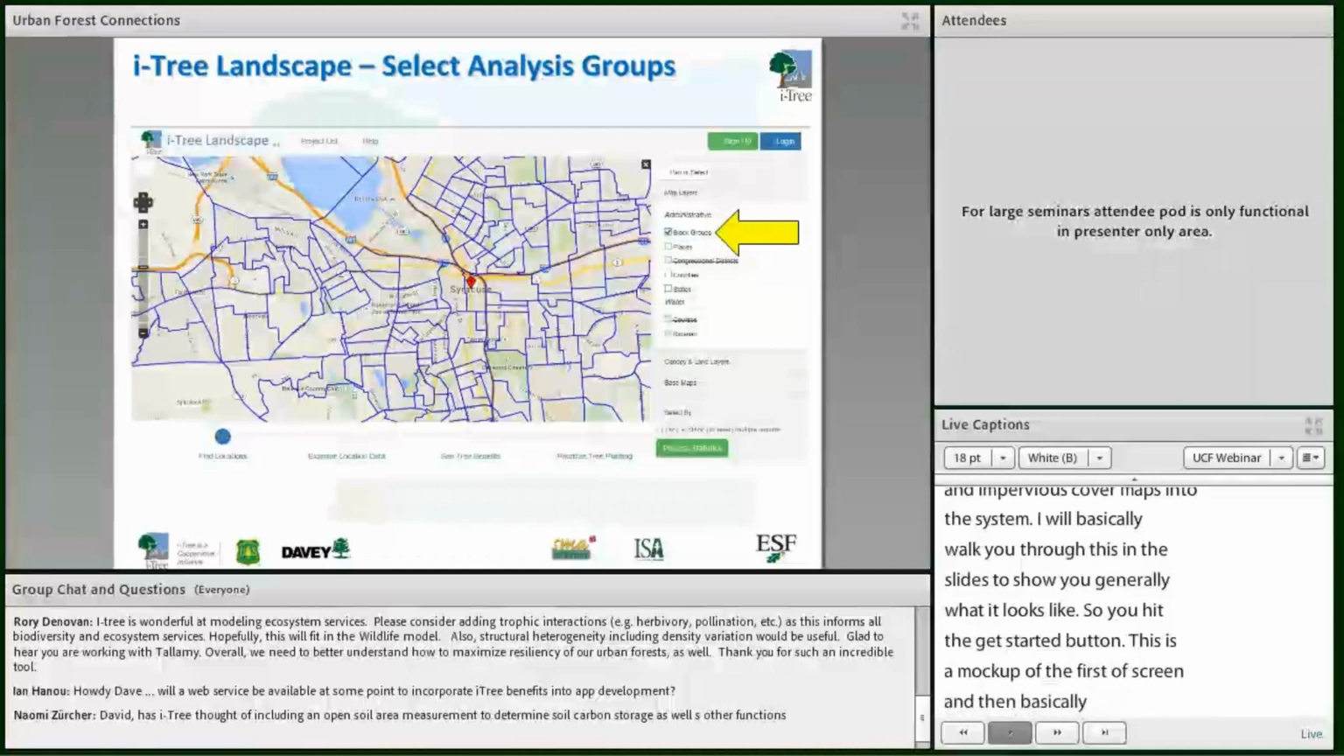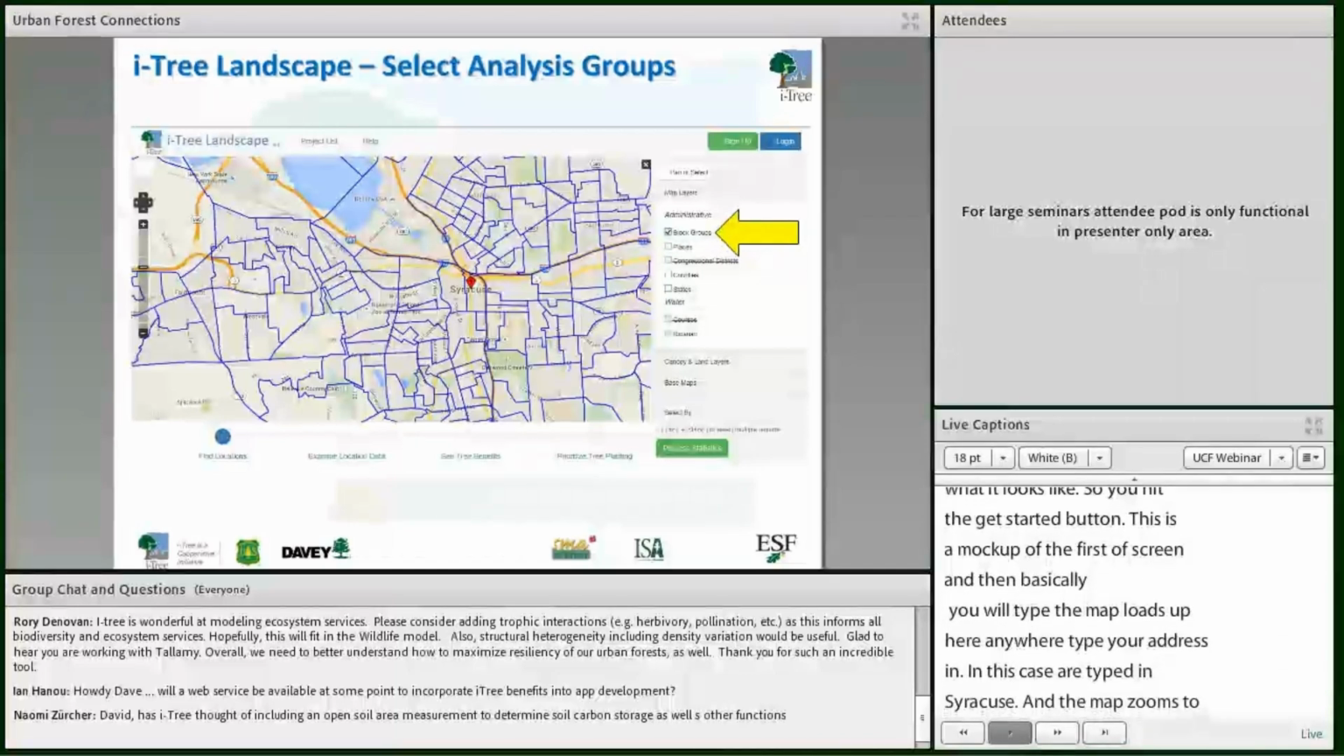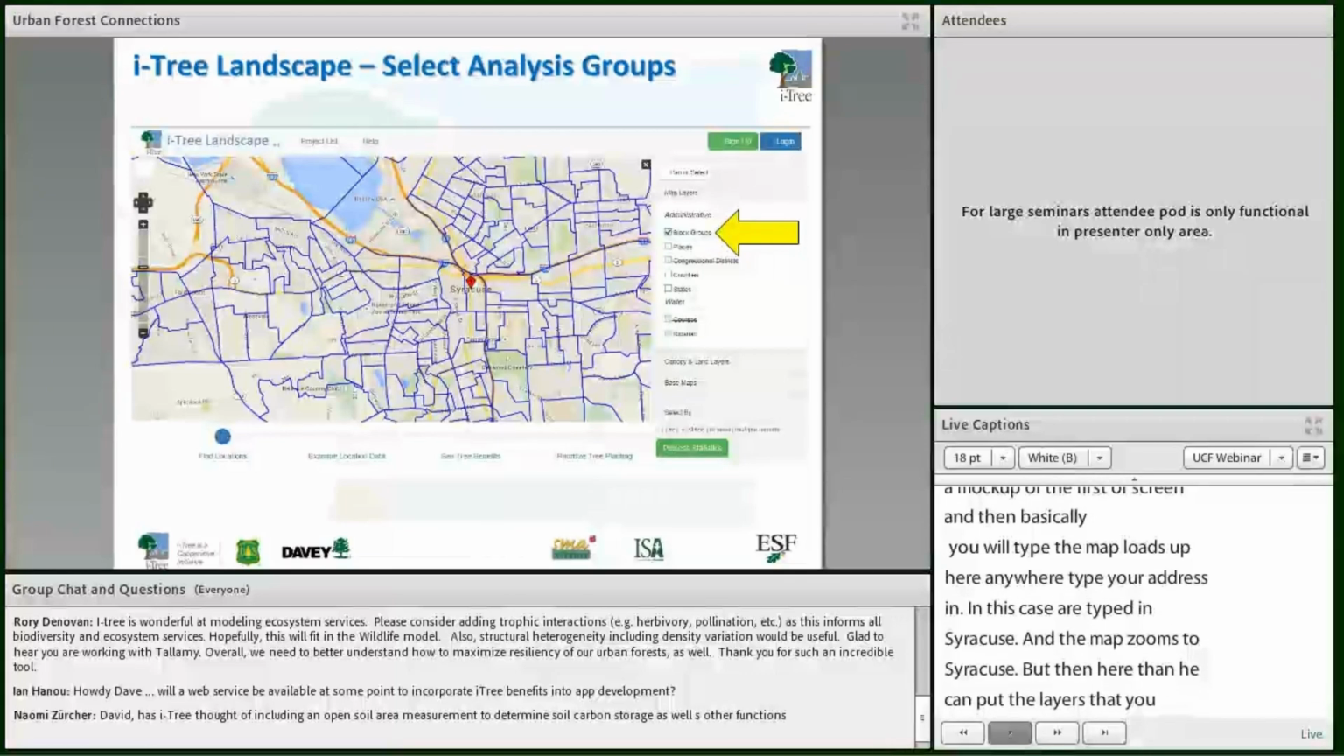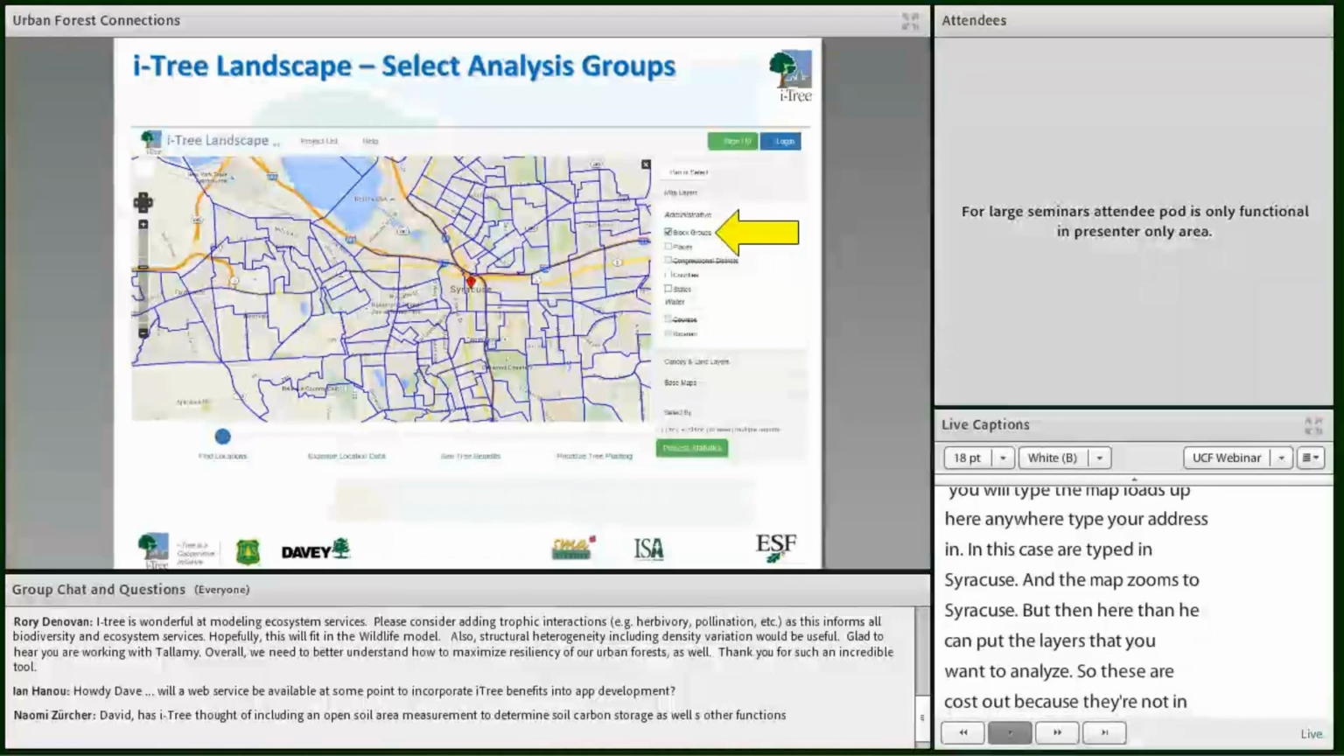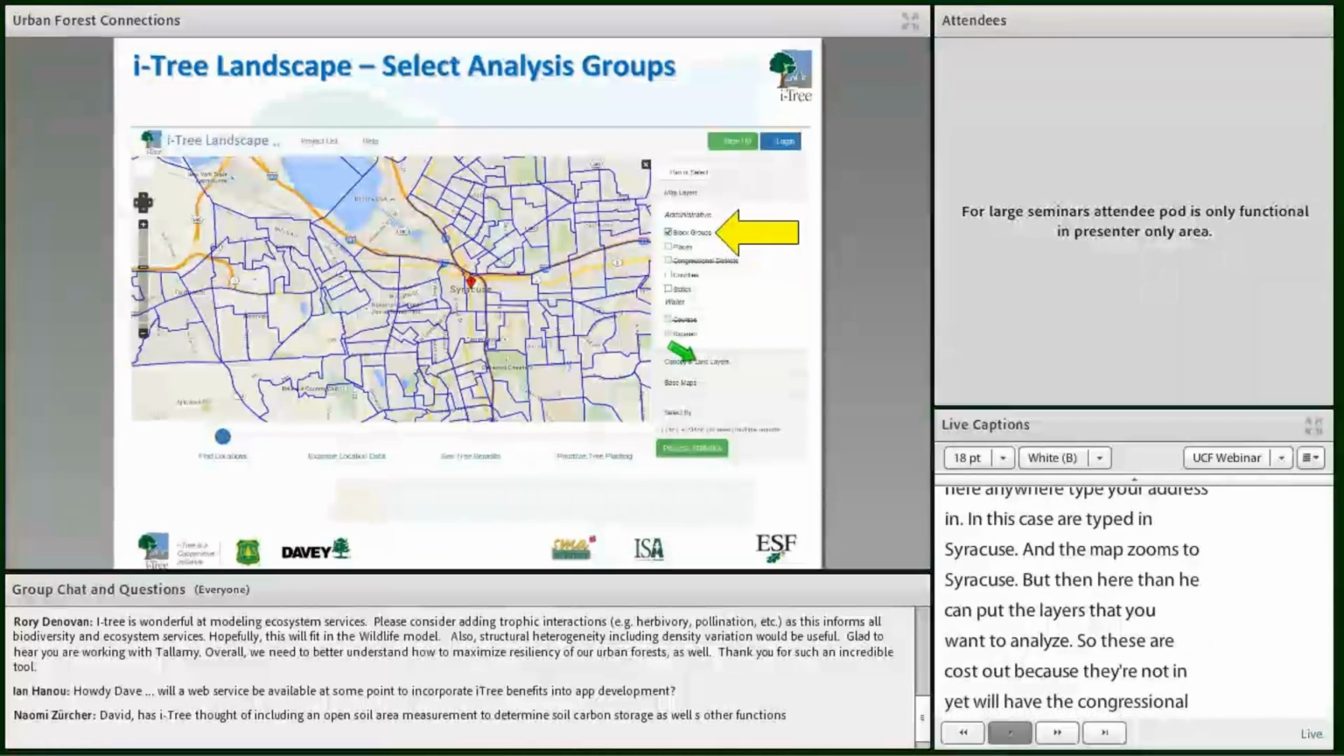Within here, then you can pick layers that you want to analyze. Some of these are crossed out because they're not in yet. We're going to add congressional districts. We're going to add national forests and things like this. So that's your bounded analysis. So within each of these polygons, throughout this region, we have data associated with that.